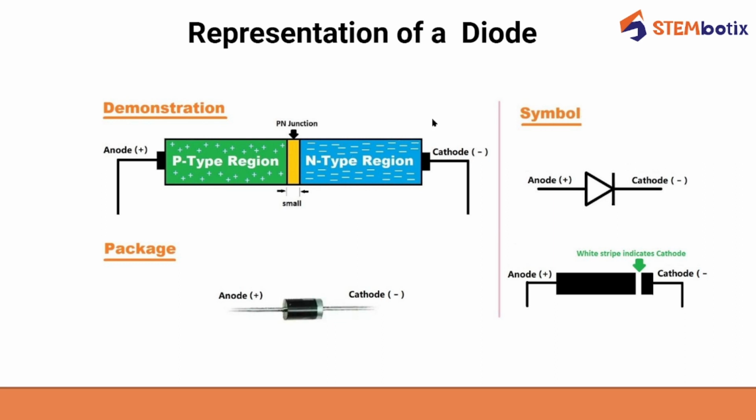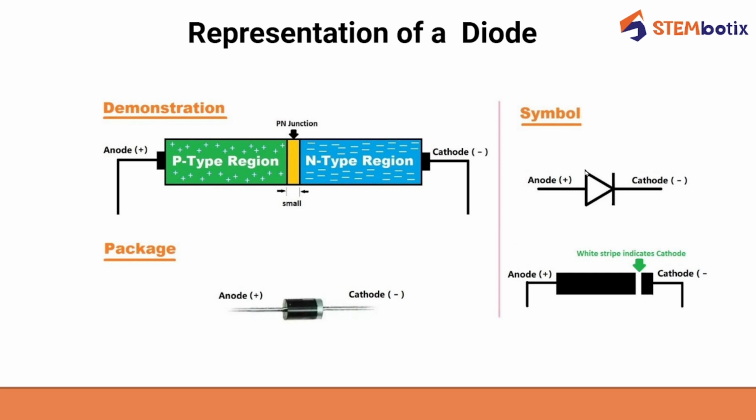So this will be called the n type region. This n type region is the cathode and this side is called the anode, and in between them a junction is formed whenever this diode is connected to a battery or any power supply. There will be a formation of a pn junction, denoted here as a small region. This is the anode, and the anode is the positive terminal and the cathode is the negative terminal.